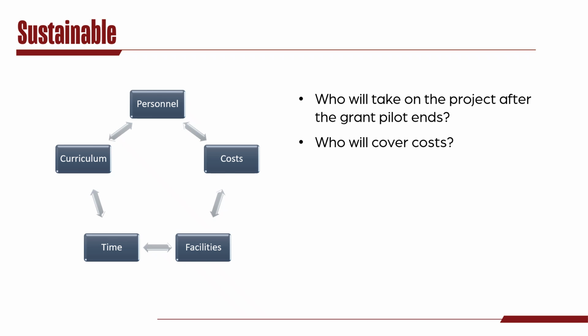Funding. How will ongoing costs be covered? Options might include tuition or program fees or departmental budgets. Resources. Will the same facilities, technology, or personnel remain available post-grant to redo the project if you offered it again? Scheduling. Is there a sustainable timeline for future iterations? Have stakeholders agreed on when and how it will continue?